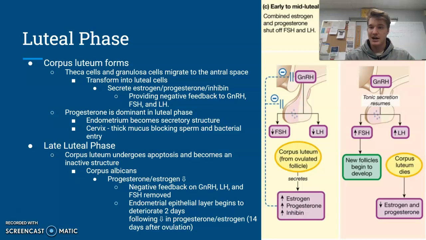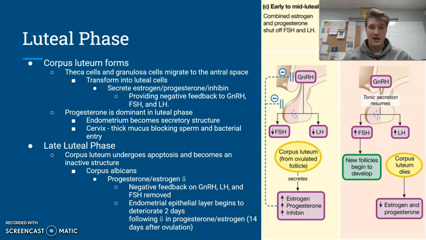Progesterone is the dominant hormone in the luteal phase, and given this, the endometrial layer becomes a secretory structure, and the cervical mucus secretions become very thick, and they prevent sperm entry and bacterial entry. At this time, we would think that sperm have already made it in if this was the case of fertilization. But we're talking about a non-gravid female here.